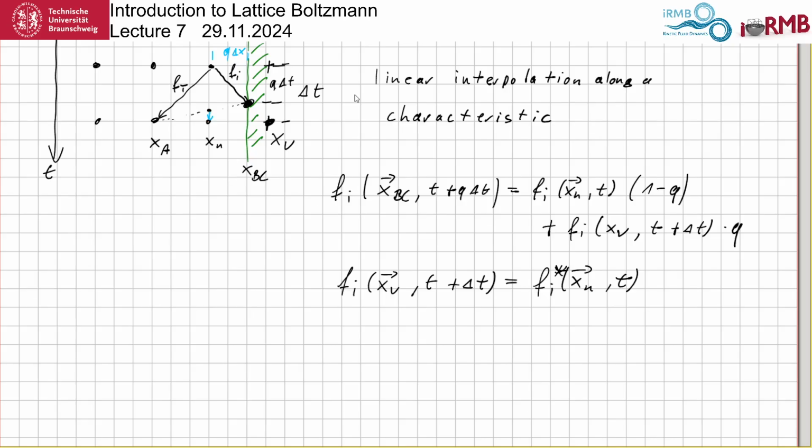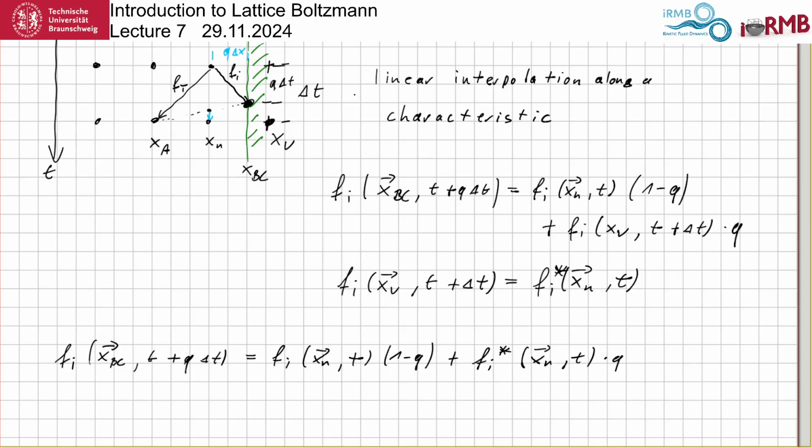Okay, I've written the same equation. Now I know what I wanted to say. So if I do it again: at xBC, t plus q delta t is equal to Fi at xN, t, times 1 minus q, plus Fi after collision, so one before collision, one after collision, at xN and t, times q. So, same time, same space, same place, just once before collision and once after collision.